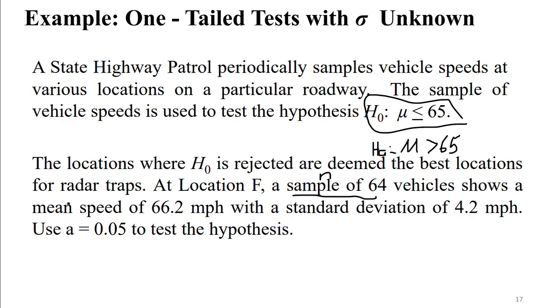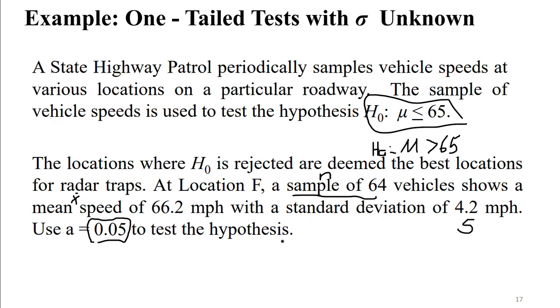Our mean speed of the sample is the sample average, and that is 66.2 miles per hour with a standard deviation of 4.2 miles per hour. So that is the standard deviation of the sample and not the population, right? Because we're talking about a sample of 64 vehicles showing an average speed of 66.2 with a sample standard deviation of 4.2 miles per hour. Let's use a significance level this time. We are back to a significance level of 0.05 to test the hypothesis.